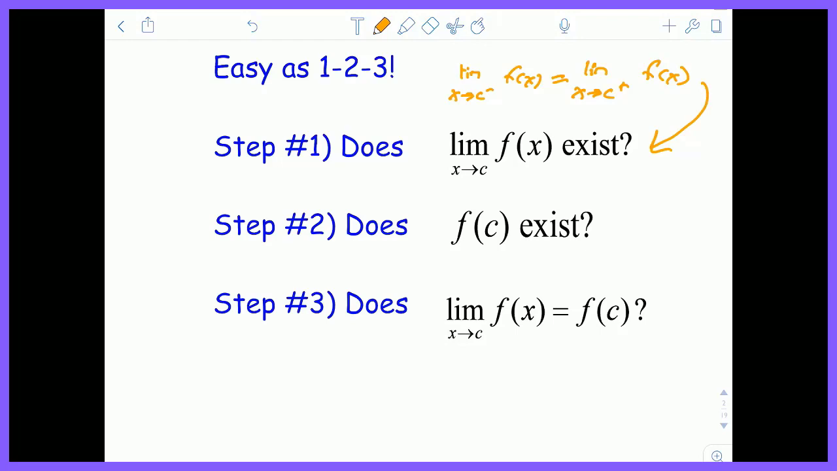And then step 2, does the function value exist? Or is there perhaps some kind of discontinuity there? And last, does the limiting value equal the function value? That's how you prove continuity at a point. Let's try some examples.